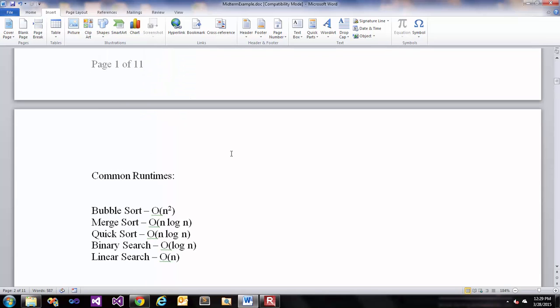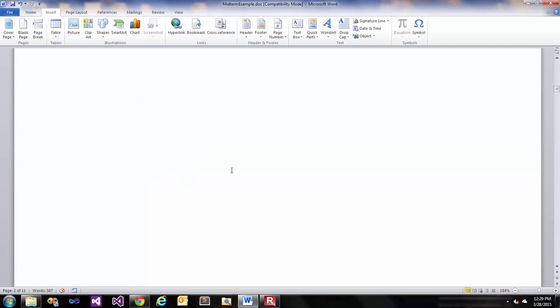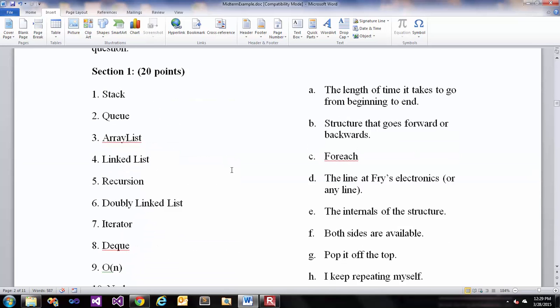So I provided a few of these common run times in our current midterm, and on our final we won't have this page, but here I did provide it. So let's go over sections 1 and 2.